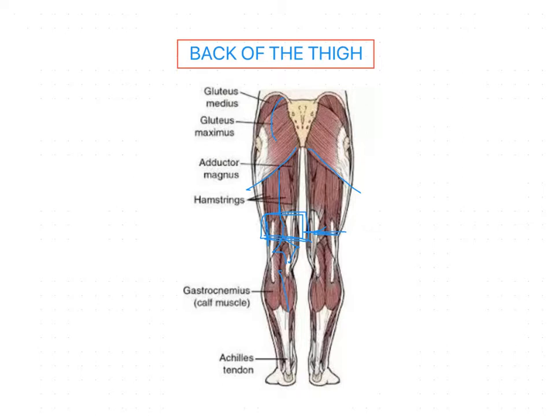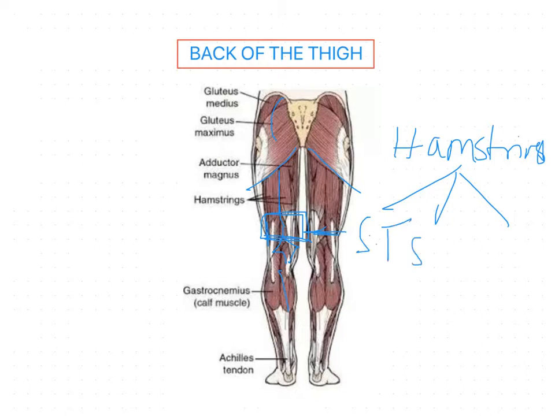If you see the contents of the back of the thigh, it mainly consists of hamstring muscles. The hamstrings mainly consist of three muscles: semitendinosus, semimembranosus, and biceps femoris. The name itself indicates that it has two heads, the long head and the short head of biceps femoris. But under hamstrings, only the long head of biceps femoris forms the hamstrings.